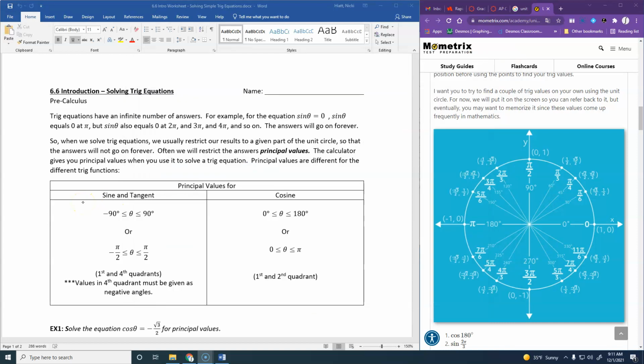Alright, I'm going to do a video for this worksheet if you need a little extra help. What we're moving into now is solving trig equations. There's a lot of information here on this worksheet that I'm going to run through.